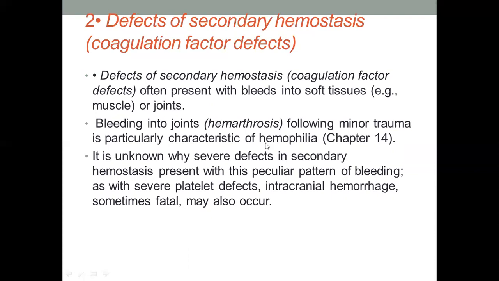Hemophilia A is clotting factor 8 deficiency. Hemophilia B is clotting factor 9 deficiency. So we'll discuss all this in chapter 14. It is unknown why severe defect in secondary hemostasis present with this peculiar pattern of bleeding. As with severe platelet defects, intracranial hemorrhage, sometimes fatal, may also occur.